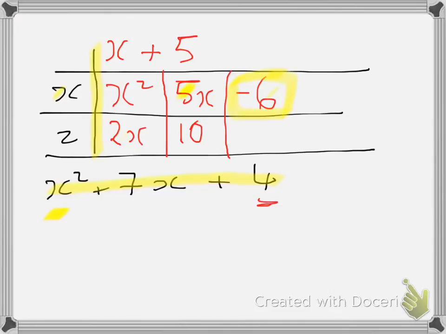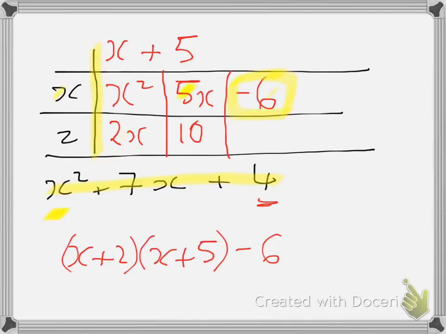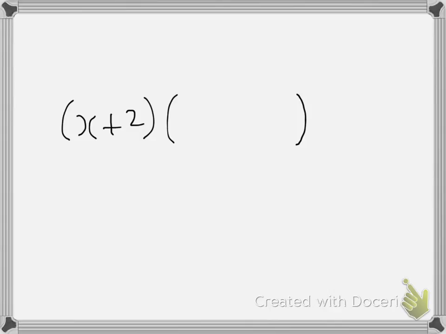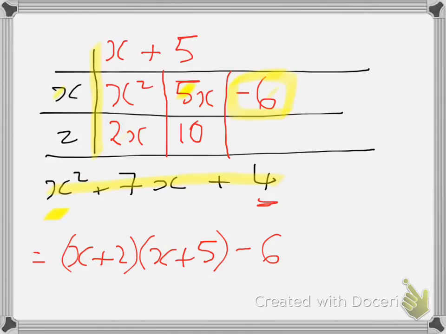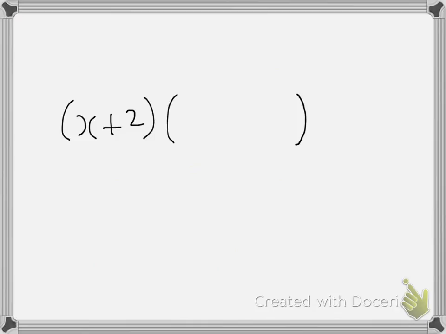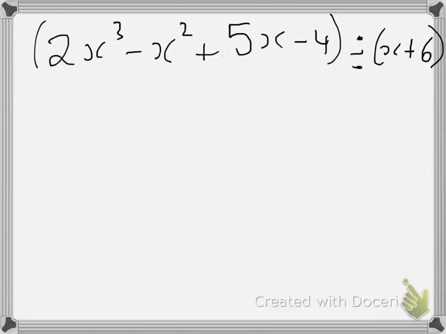So when I write my answer at the end, x plus 2 is one factor, and then what I have across the top, x plus 5, but I also have this remainder of minus 6. That's the way they like you to write your answer. So it will be x plus 2 times x plus 5 with a remainder of minus 6. Done.